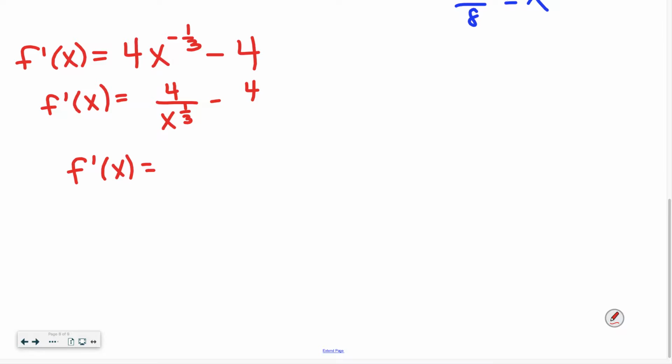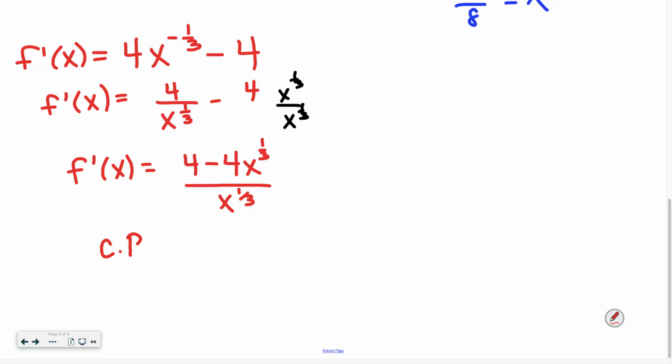So in order to make common denominators, this is going to need an x to the 1/3 power in the denominator. So we have (4 minus 4x to the 1/3) over x to the 1/3. So we can see that our critical points are 0, because that's where our denominator would be 0, so our derivative is undefined, and also at 1, because that is what would make the numerator 0.